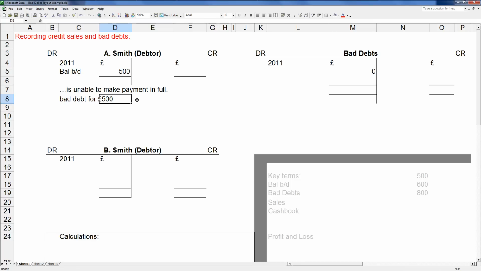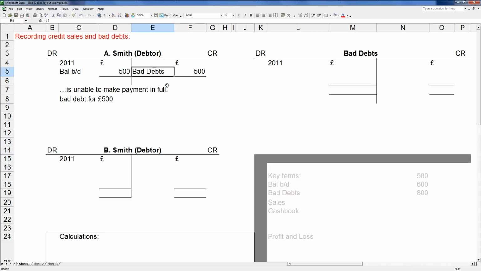So we need to reduce the £500 already in the account, close it off. So we need to credit the debtor account. £500 will go in here. And obviously we need to tell ourselves what it's for, but it's for a bad debt. That details box tells you where you're making the other entry. So the rule there is we credit the debtor account by the amount that's gone bad. And this information here, the bad debts, tells you where the other entry is, so it'd be the debit entry.